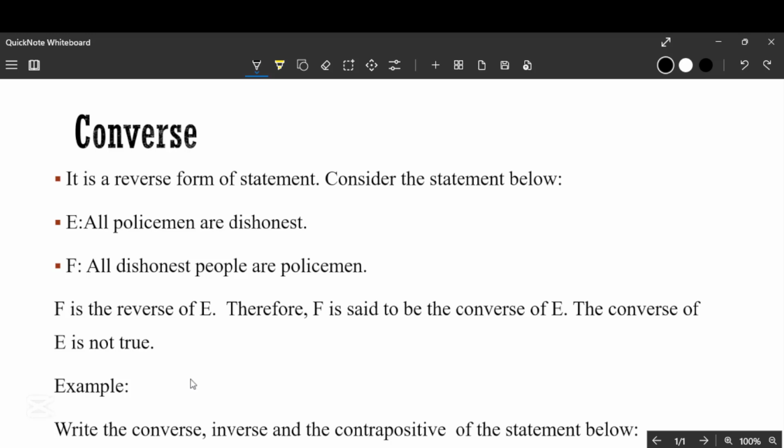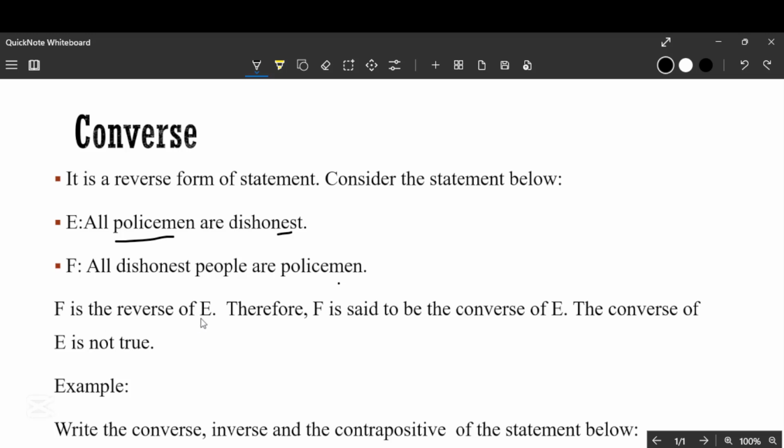Now let's look at a converse. It is a reverse form of a statement. Consider the statements below. E: All policemen are dishonest. F: All dishonest people are policemen.